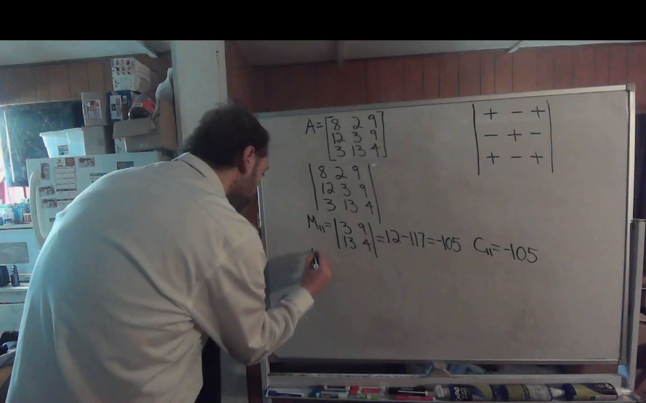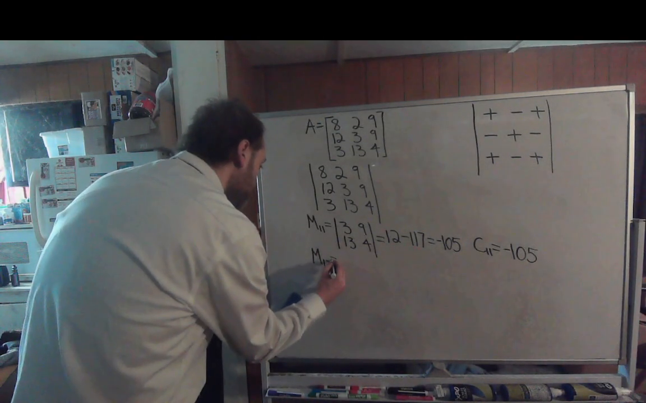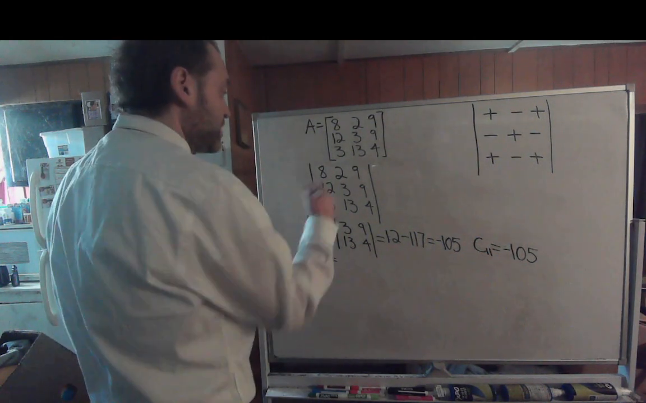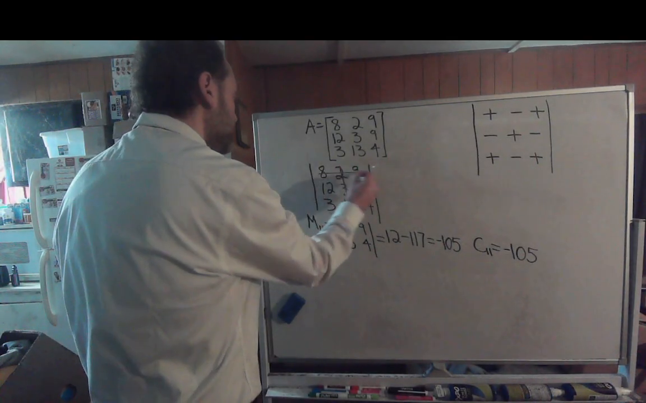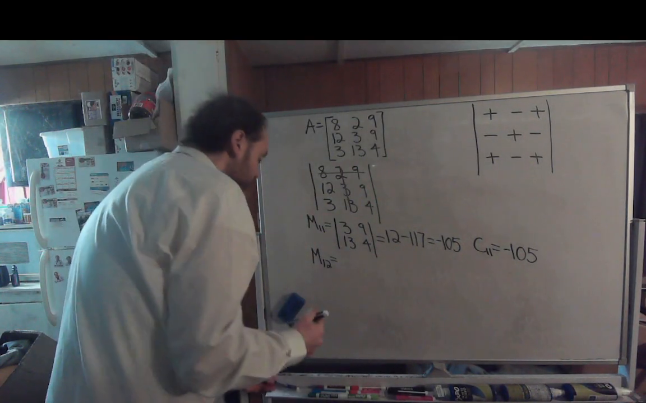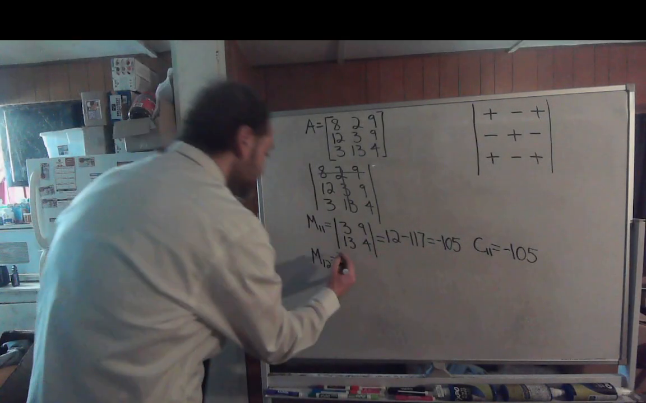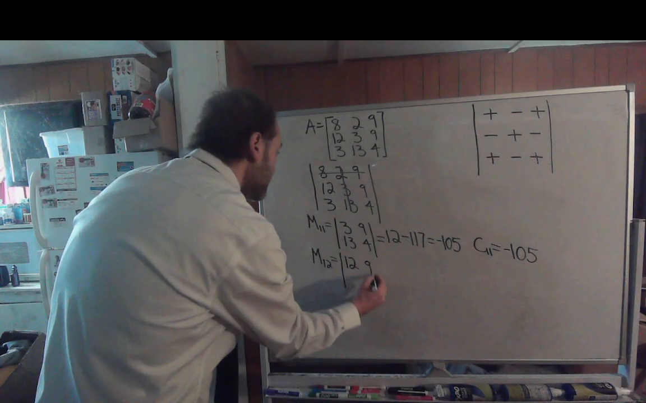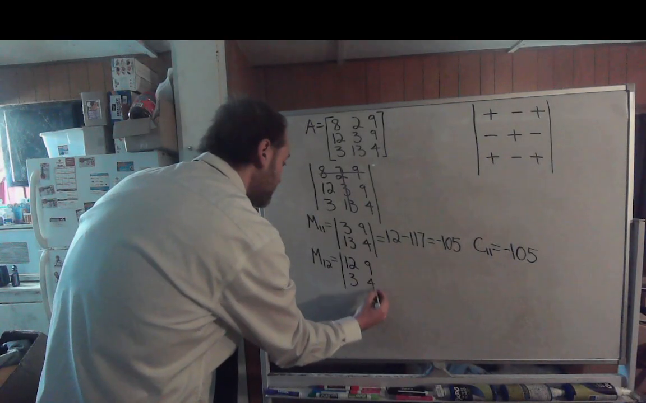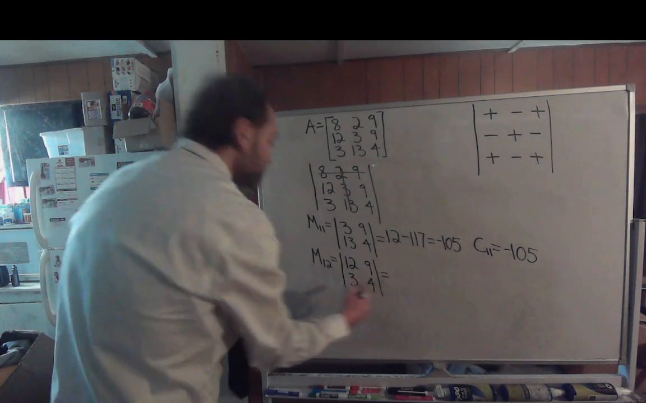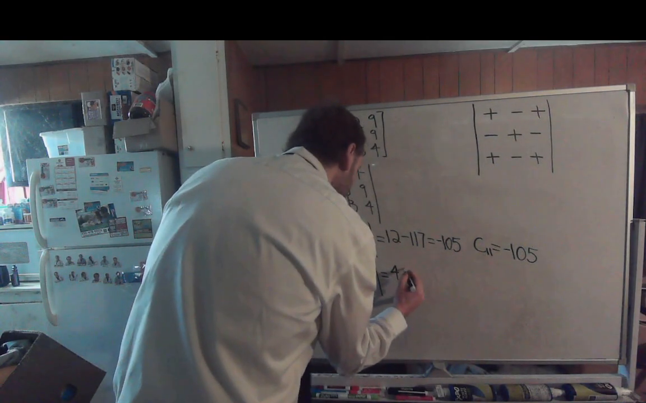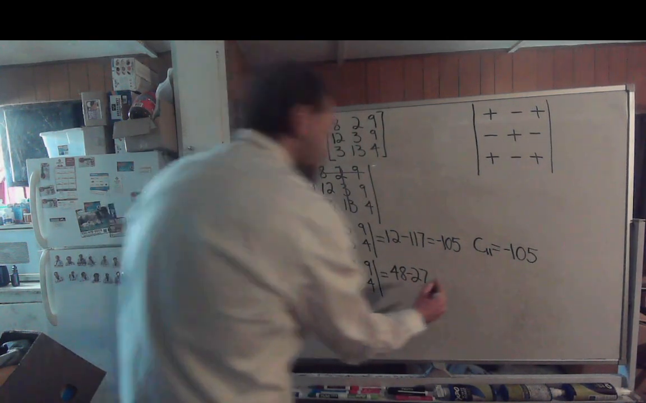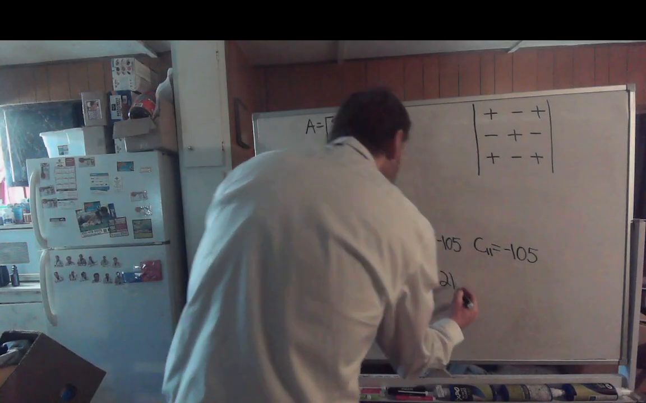Let's find minor 1, 2, since we're going to stick with the first row. So that coefficient of 2 is where we're going, so strike out the column and the row that it's in. Now it's just the determinant of whatever's left. So that'll be the determinant of 12, 9, 3, and 4. So 12 times 4 is 48, minus 9 times 3 is 27. 48 minus 27 equals 21.